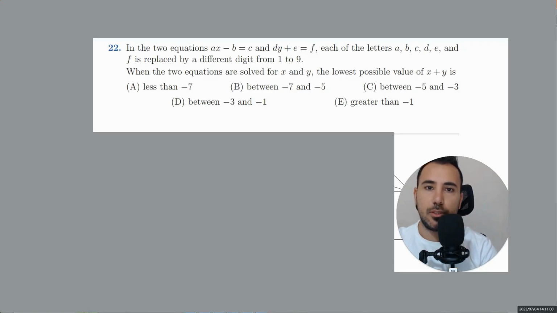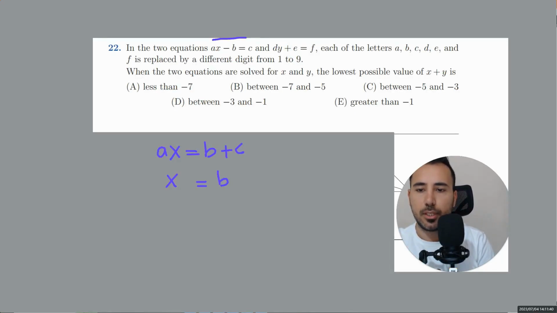In the two equations, each of the letters A, B, C, D, E, and F is replaced by a different digit from 1 to 9. When the two equations are solved for x and y, the lowest possible value of x plus y is. Okay, let's go and solve it. So let's solve this one for x. This one. We'll add plus b to both sides. So we're going to have ax equals b plus c. Dividing both sides by a. So we're going to have x equals b plus c over a.